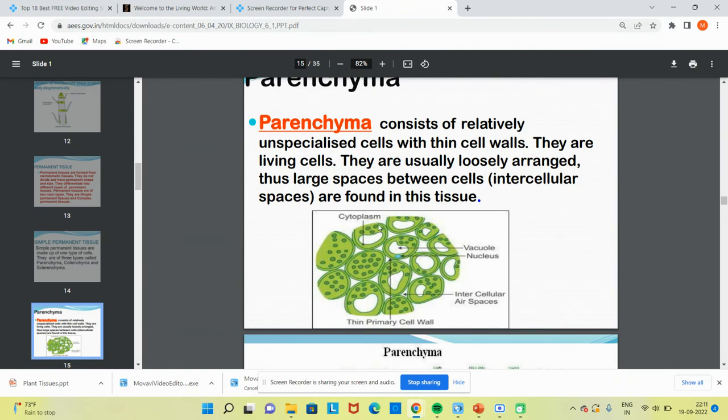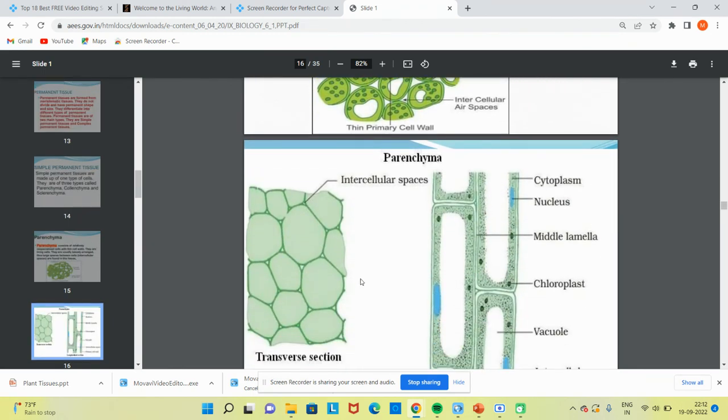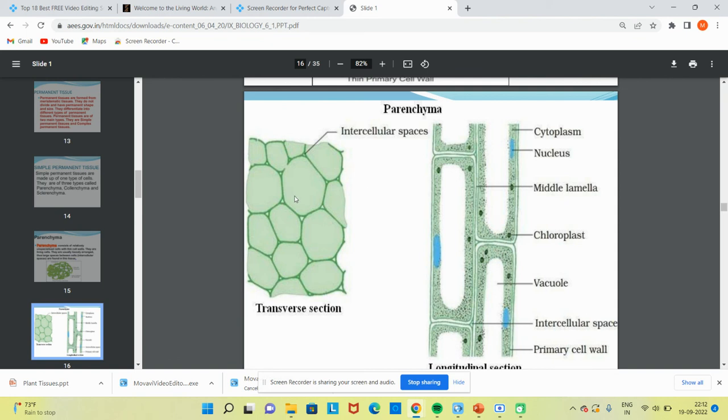So, parenchymatous cells are arranged loosely with intercellular spaces, and cells contain cytoplasm, nucleus, and vacuoles, and the cell wall is thin walled here in parenchyma. So these are the different types of parenchyma. So when we take the transverse section, we can observe like this. So generally permanent parenchyma cells are round or oval in shape.